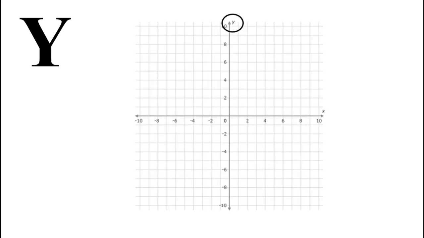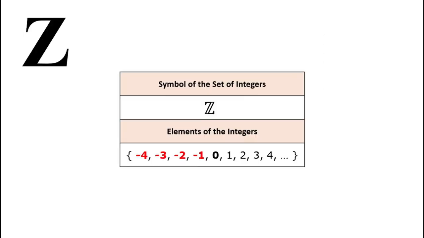Y is used as the vertical axis in a given graph normally. While Z is used as the symbol of the set of integers, so we'll have 0, all the positive integers and all the negative integers as well.